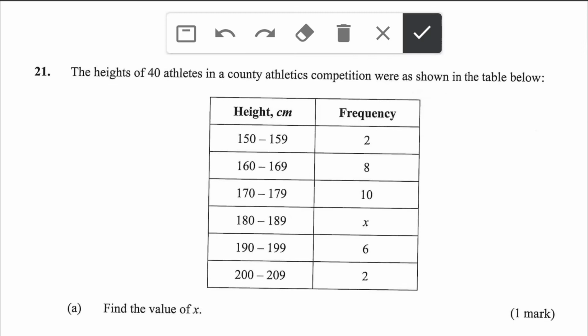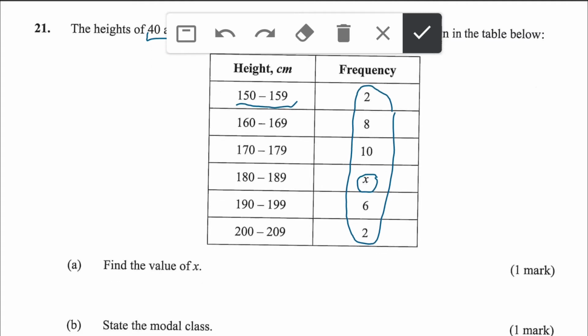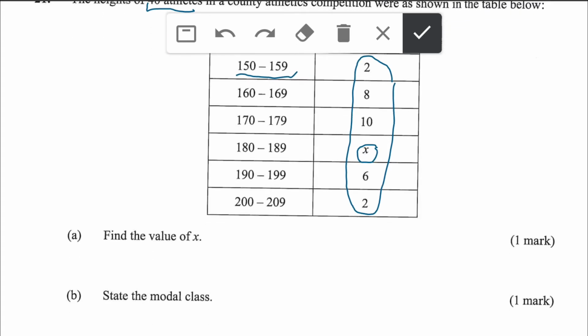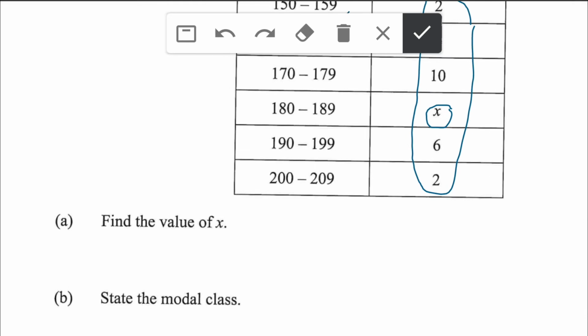Part A. Find the value of X. So here we're supposed to get the value of X. We have already been told that these are the heights of 40 athletes. What frequency means is that this represents the number. For example, between 150 to 159 there are 2 individuals, and all these should add up to 40. So for us to get the value of X, we know that everything should add up to 40.